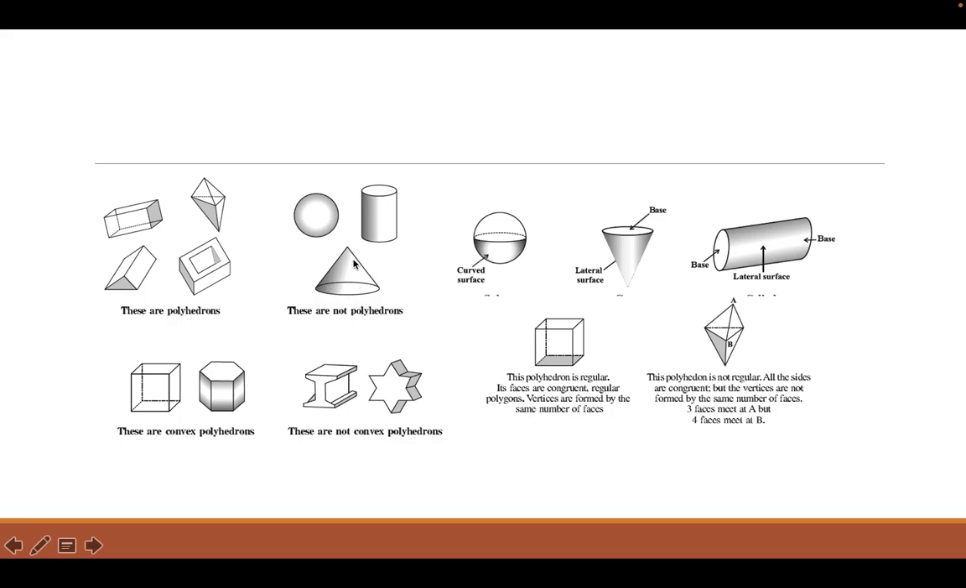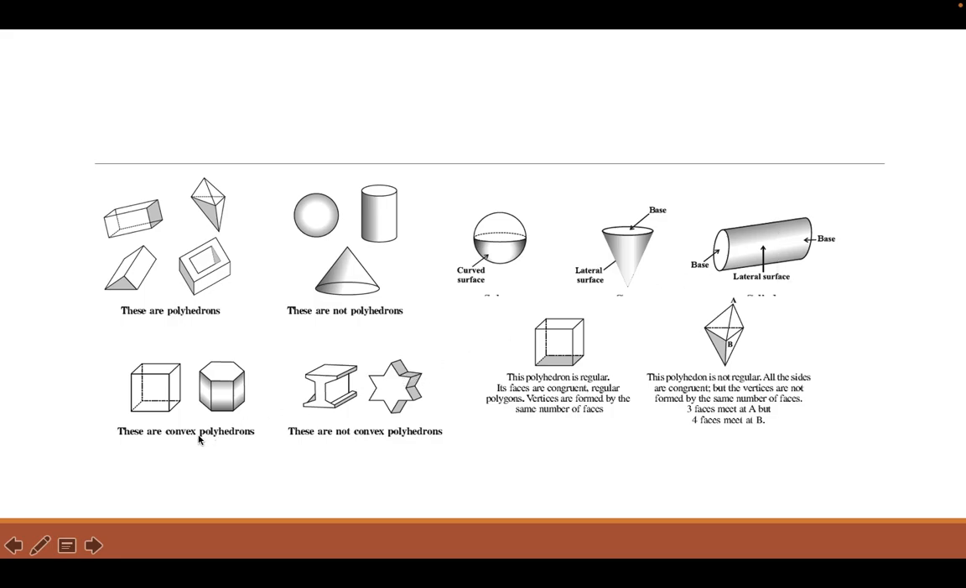There are no edges here. This is a cone. Faces are there but no edges here. Here you can clearly understand the sphere. Here also there are faces but no edges, and vertex is also not there. So these are non-polyhedrons with curved surfaces. For solid shapes, there are some terms you need to know. This is called the curved surface of a sphere. This is called the lateral surface of a cone. This is also the lateral surface for a cylinder.